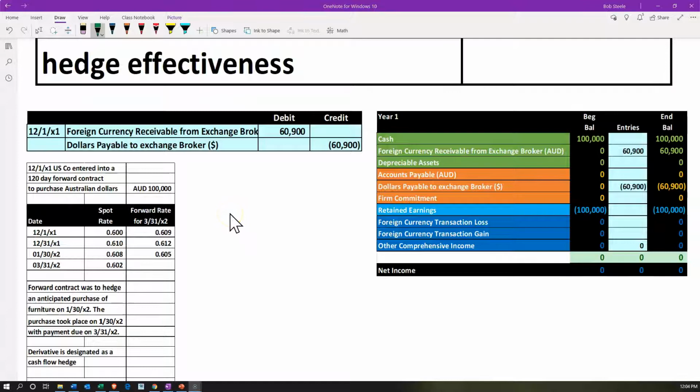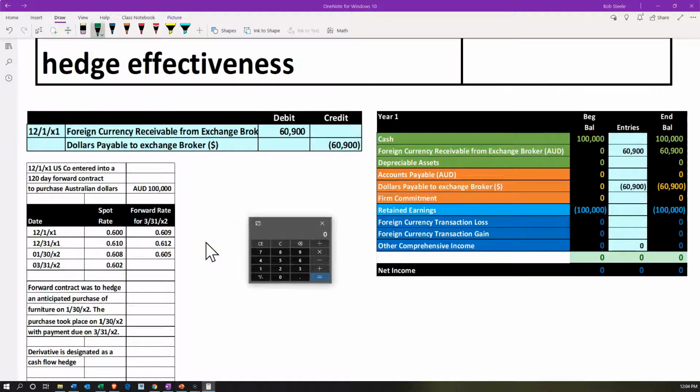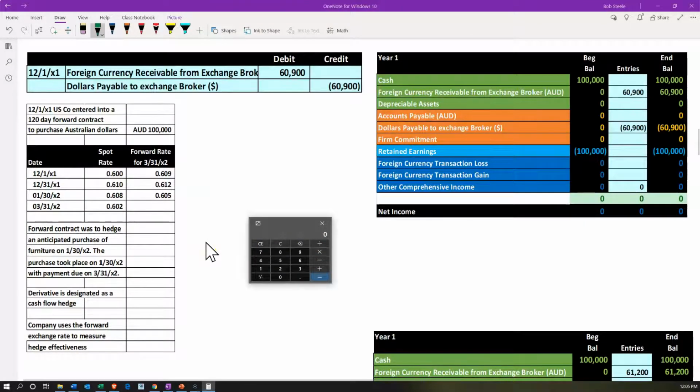We're going to start off with the forward contract then. So we're going to put the forward contract on the books just like we've seen in prior presentations. Remember, we haven't purchased the equipment, but we're anticipating that we're going to be purchasing the equipment. And therefore, we're going to put the forward contract on the books at this point in time.